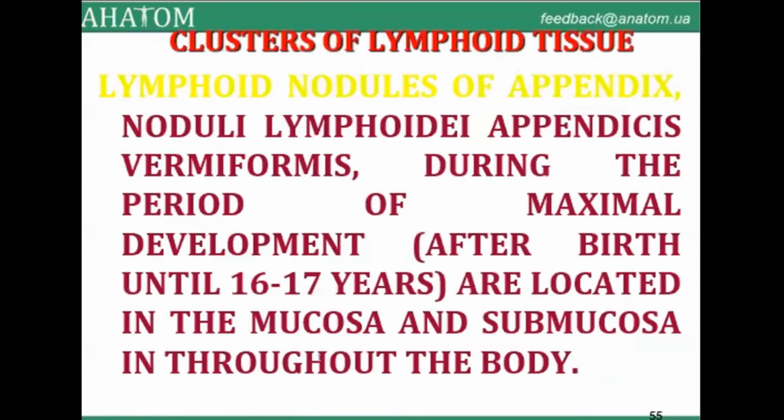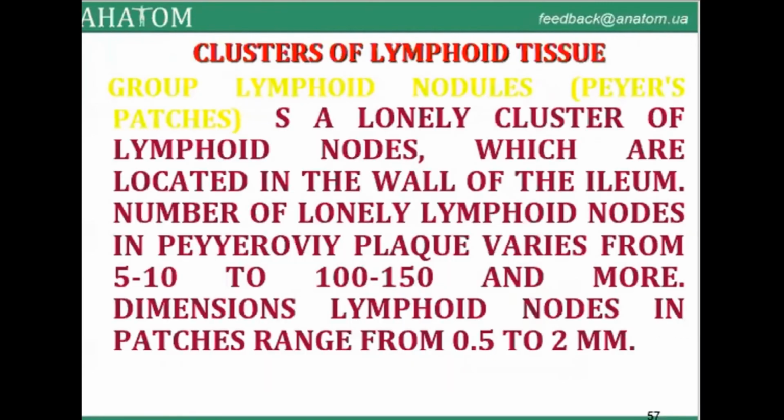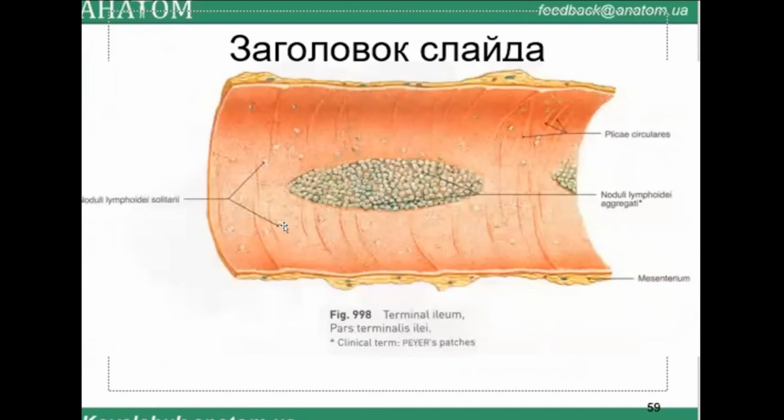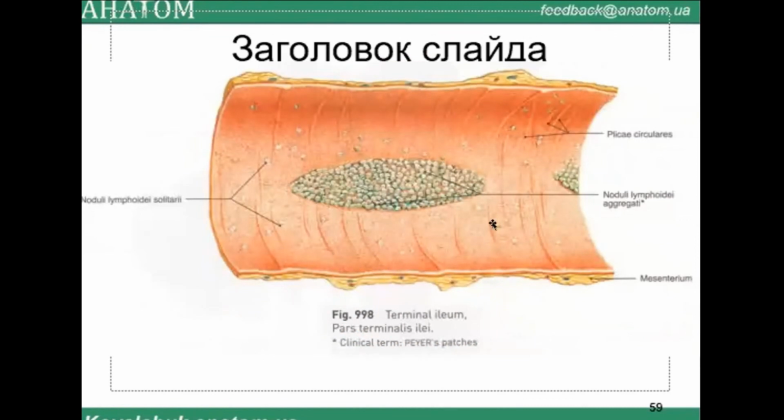And there are clusters of lymphoid tissue, lymphoid nodules, in the appendix for example, with maximal development after birth until 16-70 years, located in the mucous and submucous layers of the body. There are solitary lymphoid nodules in the ileum, and there may be clusters of lymphoid tissue, Peyer's patches, in the terminal region of the ileum. They may be present in the ileum and jejunum. When a lymphoid aggregate is present, it will 100% be in the terminal part of the ileum.